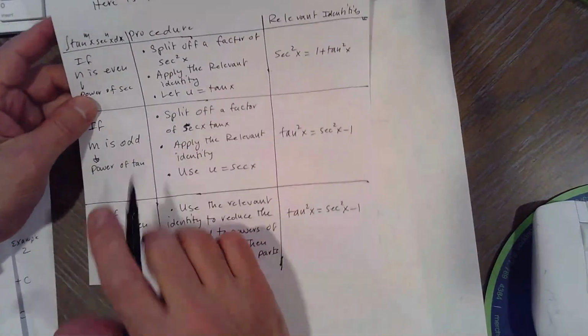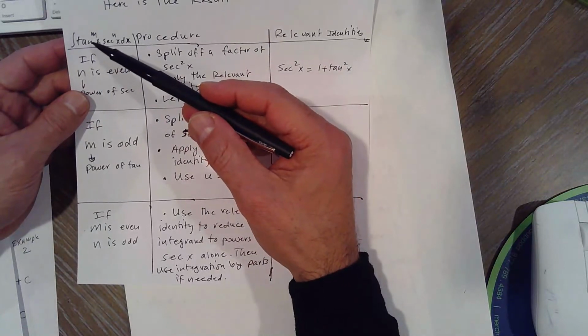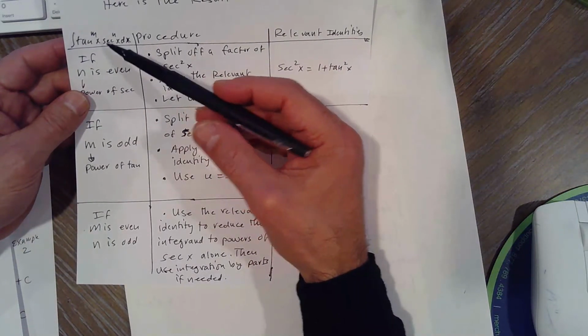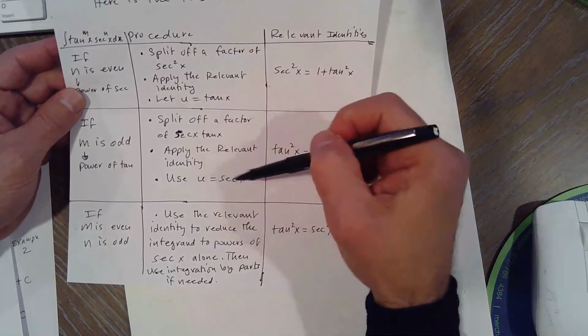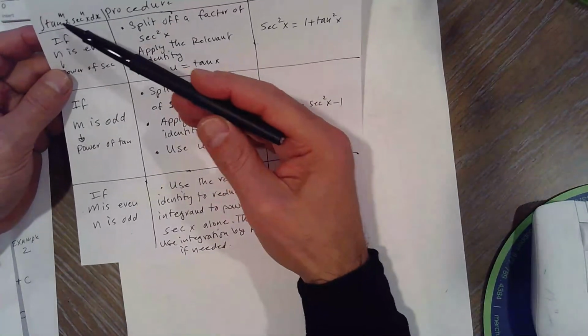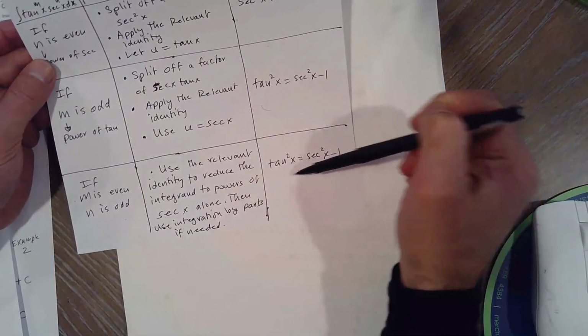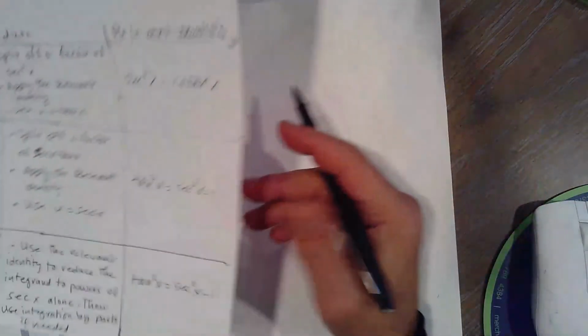So if n is even, you split off secant squared. If the power of tangent m is odd, then you split off secant tangent, and then you use u equals secant and use that identity. If m is even and n is odd, even, odd, then the identity is that, and there's integration by parts if needed. So it's a little bit complicated for that one. Anyways, let me go over some examples to demo all these steps.